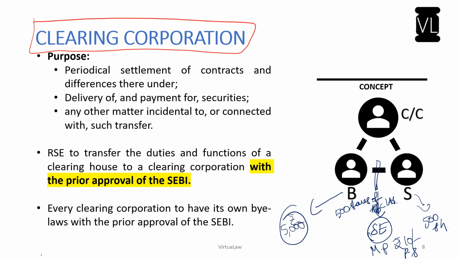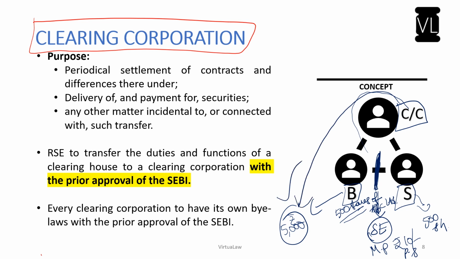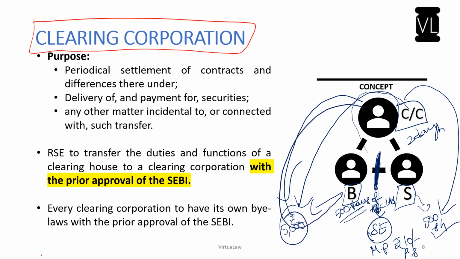Now B on the stock exchange platform said, I am ready to buy 500 shares, and S said, I am ready to sell 500 shares, and immediately the electronic system in the stock exchange triggers and gives a notice to the clearing corporation. Then the clearing corporation will look into whether B has the 5,000 rupees or not, and also whether S has 500 shares or not. And in a period of 2 days, the clearing corporation will take this money from B. So this 5,000 from B will go to the clearing corporation, and these 500 shares will also go to the clearing corporation, right? Getting the point?